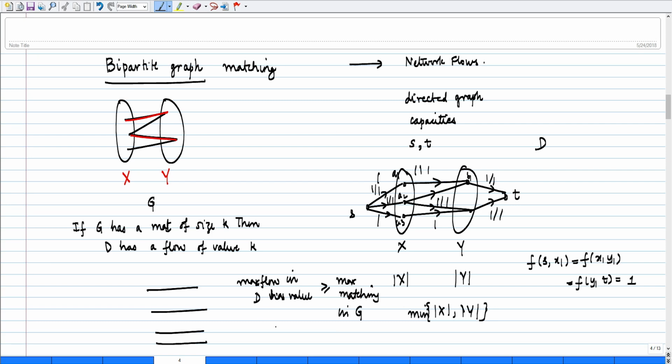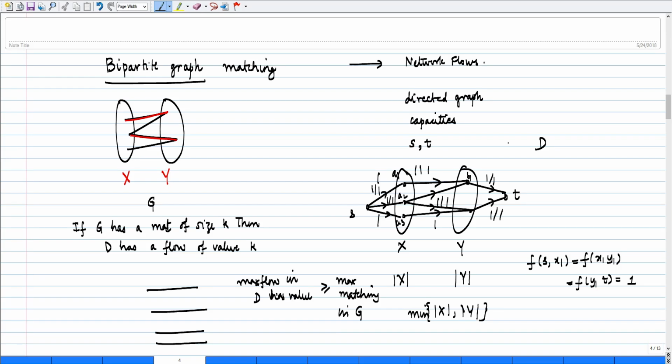So if you wanted to show two quantities are equal, it is very easy to show that one of them is greater than or equal to the other and the other is greater than or equal to the first, and if you show both of these inequalities, then you get that they are equal, right? And this is exactly what we are trying to do. So what is the remaining part? If I give you any flow in this network, you must be able to convert it into a matching of the same size, right?